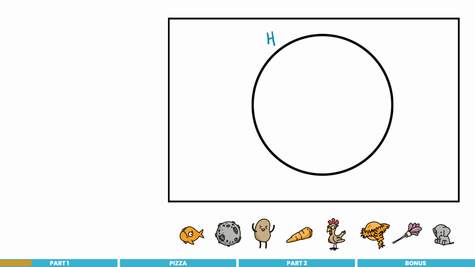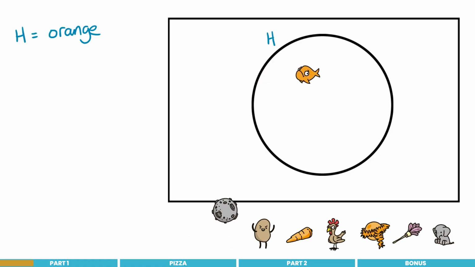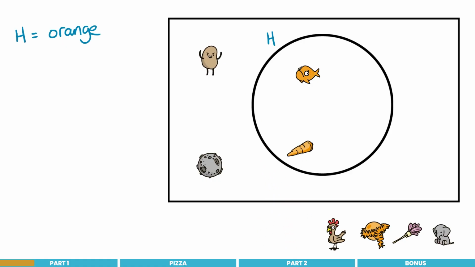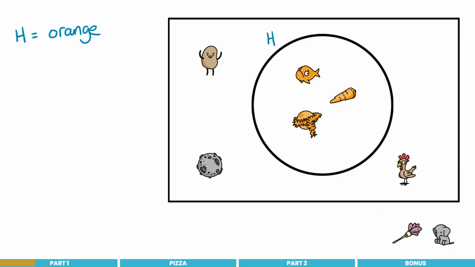So the first challenge is, can we move our pieces so that in H we have only orange things. Well, this is obviously straightforward, so let me jump straight in. The goldfish, that's orange, so that goes in. The moon, no, that's grey. Potato, not orange, outside the hoop. Carrot, orange, in the hoop. Chicken, not orange. Feather boa, big enough to go around Jupiter, orange. Feather duster stays outside. Baby elephant, not orange.